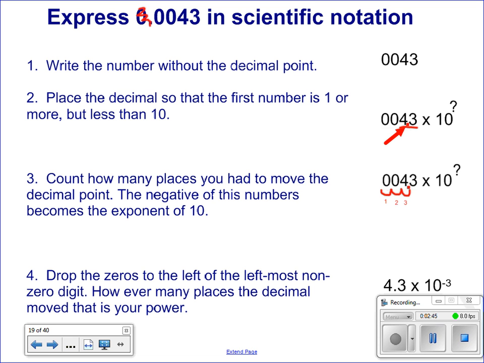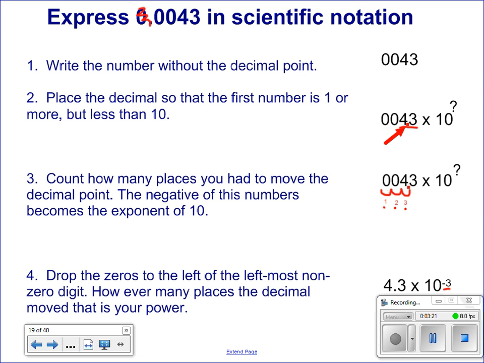Then I'm going to count how many places I had to move the decimal. I had to move it 1, 2, 3 spots. Move the decimal back 3 spots. It's a negative number, okay? I moved it back 3 spots because it was backwards. So that gives me -3. Remember, the exponent of the power is how many spots I moved that decimal. Here I'm moving back 3 spots. It's like dividing by 10, which is the same as 1/10. So I divided by 10 3 times.